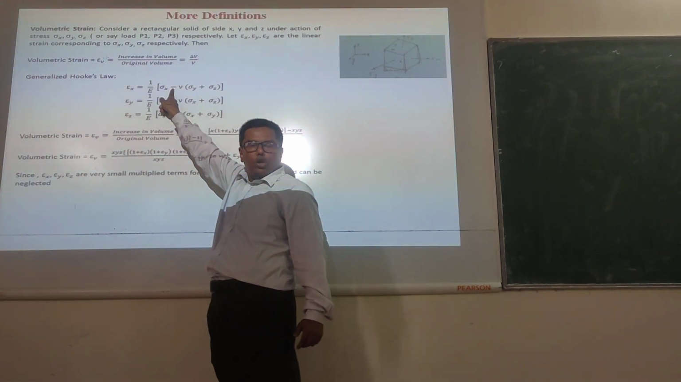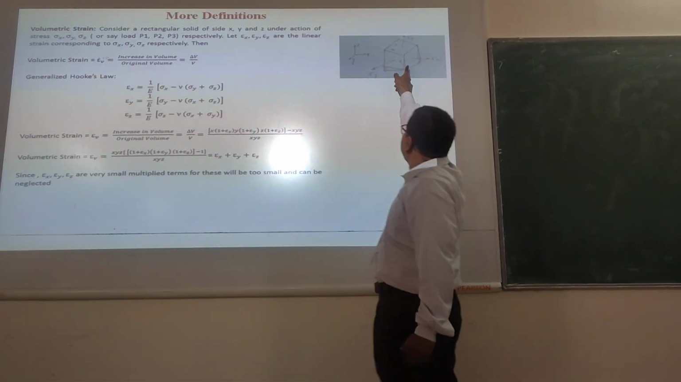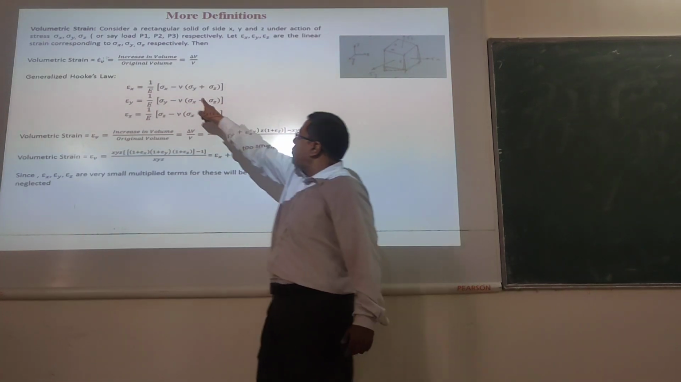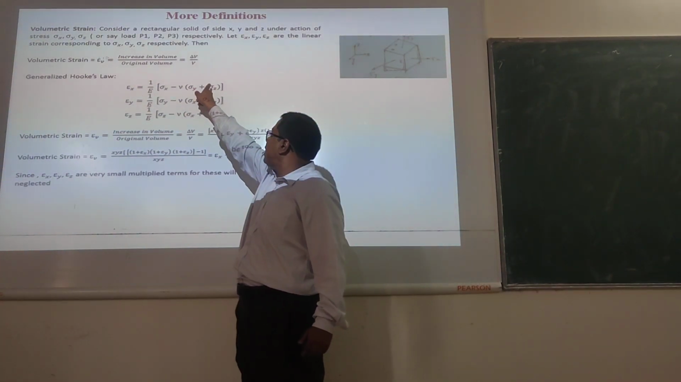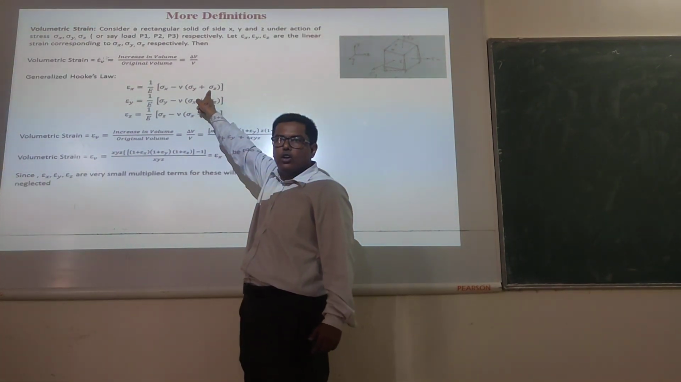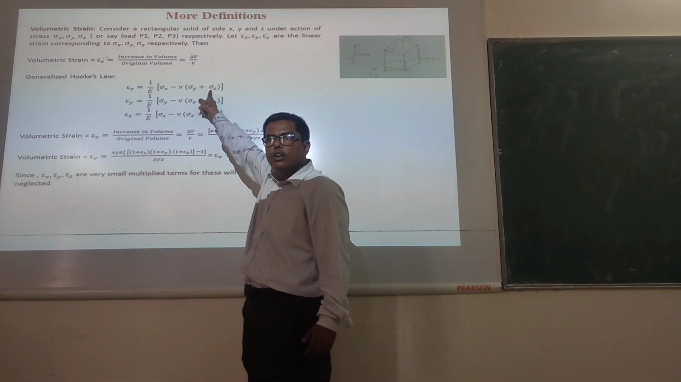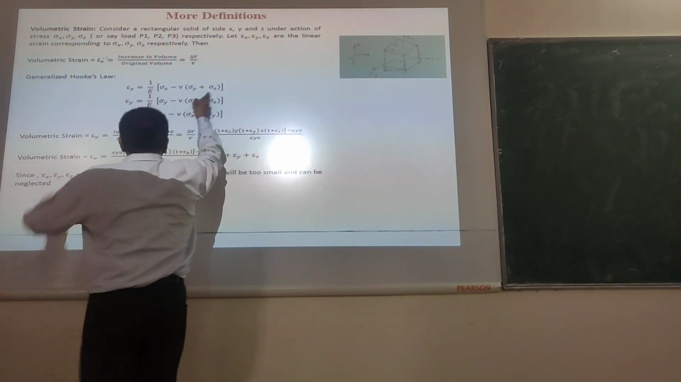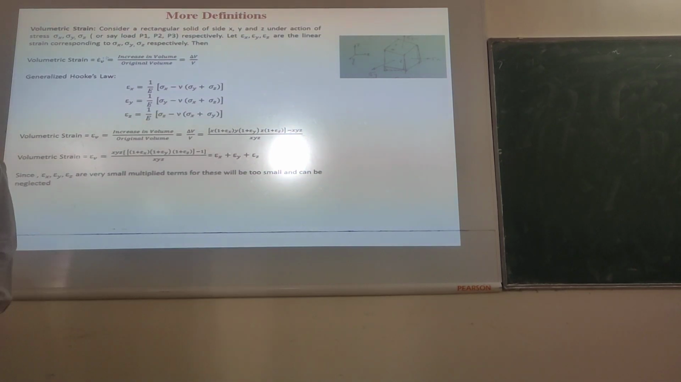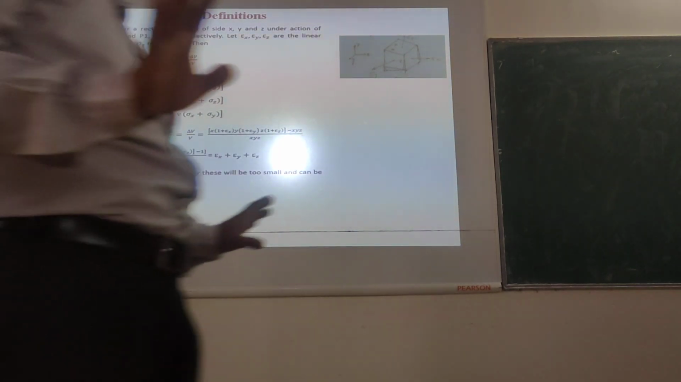Have you understood? If there are three mutually perpendicular stresses, because of Y there will be shortening, because of the X directional stress there will be shortening, and because of the Z directional stress there will be shortening. So if you remember this, you can write the other two also. There is a similarity in the equations, is there not? Okay? Now my question here will be, who can answer?